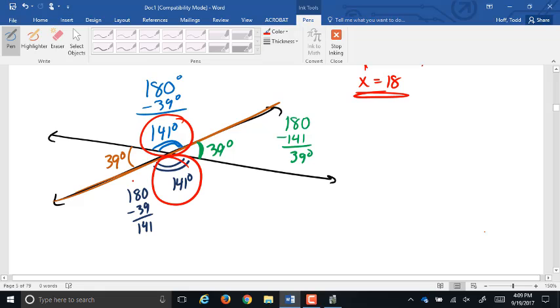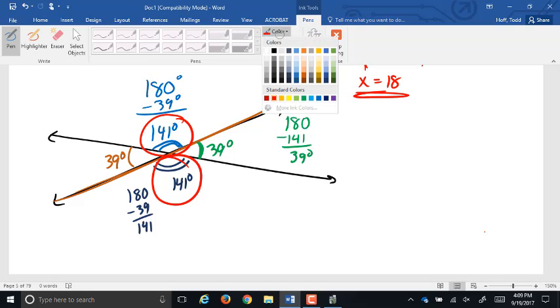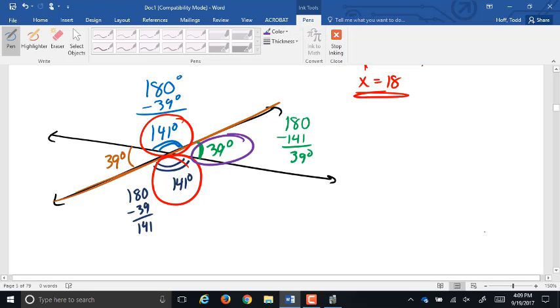When two lines intersect, it forms four angles, but they come in pairs that are opposite each other. These two angles are opposite each other. Notice they are the same, they're equal. These two angles are opposite each other. They are also equal. Those pairs are called vertical angles. And the relationship between vertical angles is they have to be equal.